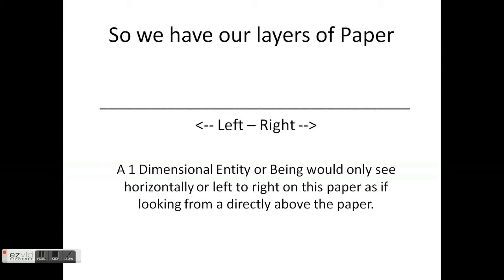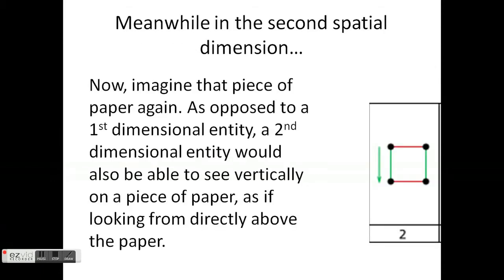Now, imagine that piece of paper again. As opposed to a first-dimensional entity, a second-dimensional entity would also be able to see vertically on a piece of paper, as if looking from directly above the paper, looking up, down, left, and right.